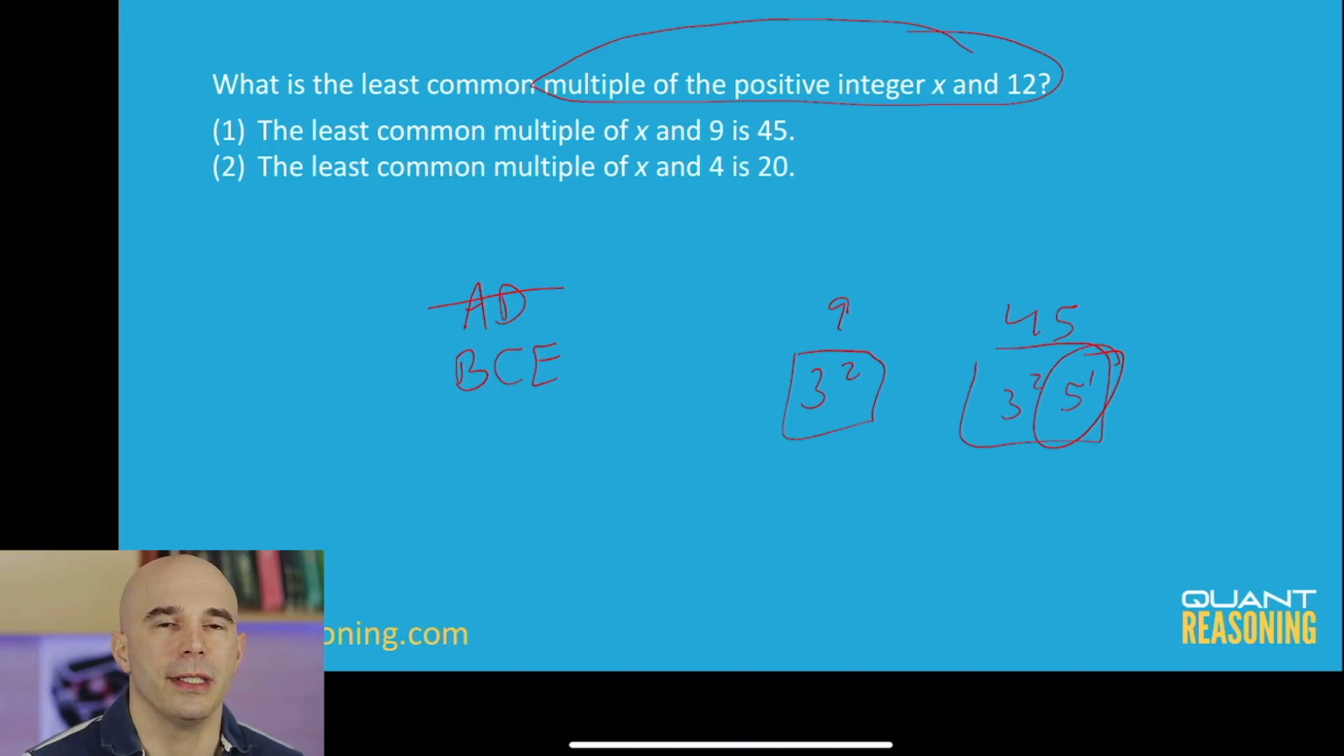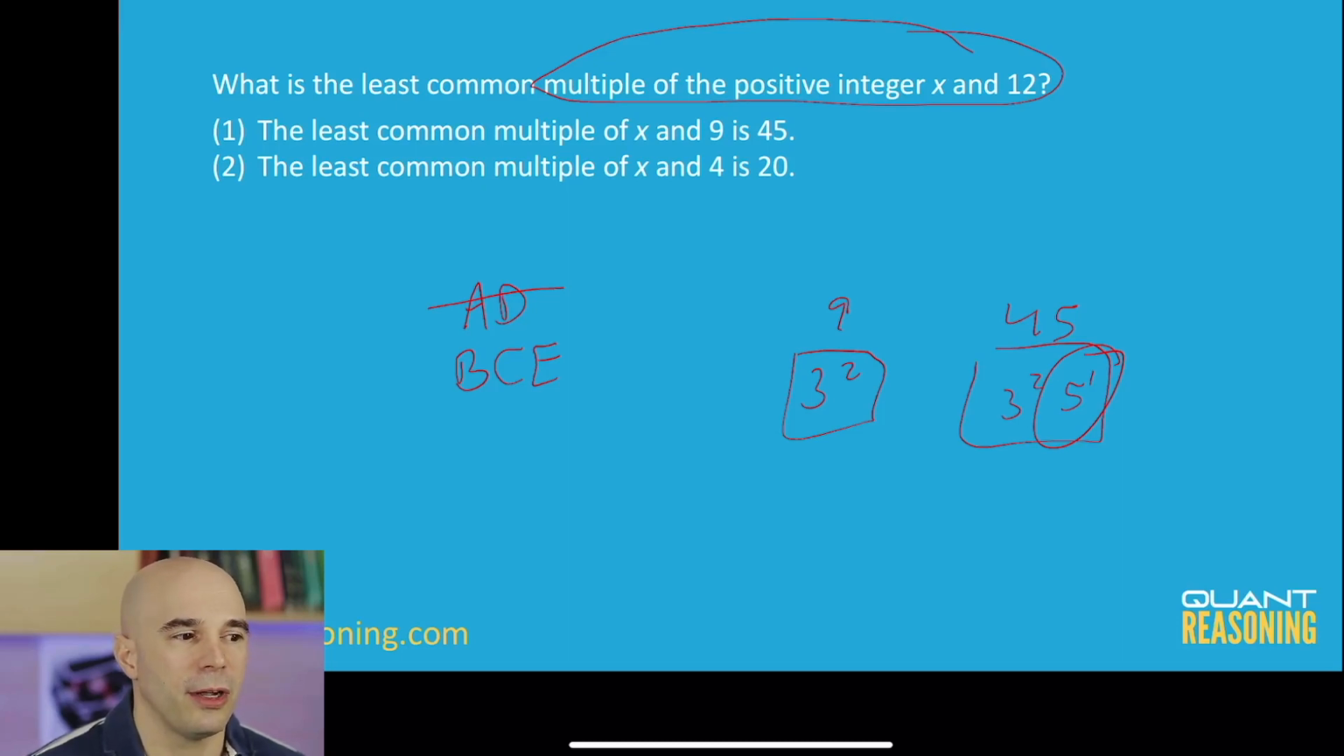All I care about is to show that it could have more than 1 3. The difference between sufficiency and insufficiency in this context is, can X have more than a single 3? Because if I know for sure X doesn't have more than 2 2s and it doesn't have more than 1 3, then we're good. Then it's sufficient. But if it may or may not have more than 1 3, if it may or may not have more than 2 2s, then it's not sufficient.